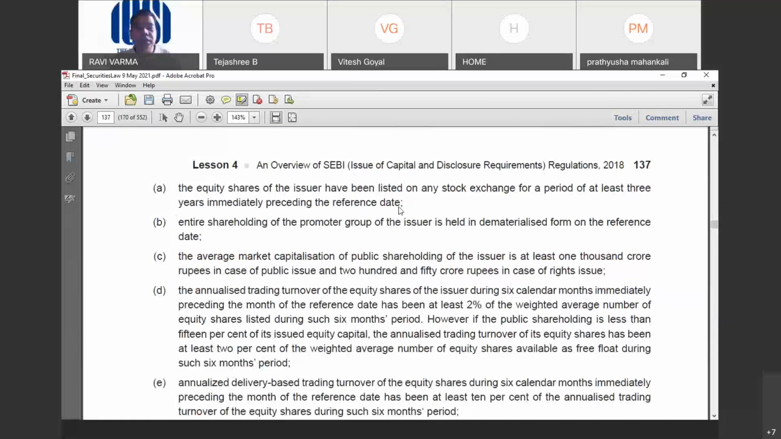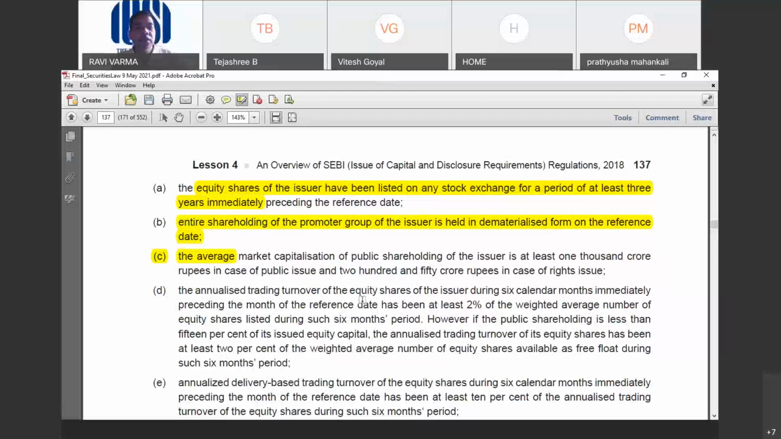Sir, what are those conditions? See, first, your shares should be listed for 3 years. Promoters' shares should be completely demat. And the market cap, in case you are considering the FPO at the public level, should be 1,000 crore. And where you are considering a rights issue, meaning only giving to the existing shareholders. See, FPO again means further public offer, when you are going to the public. Or maybe you can ask only your existing shareholders to subscribe for it.